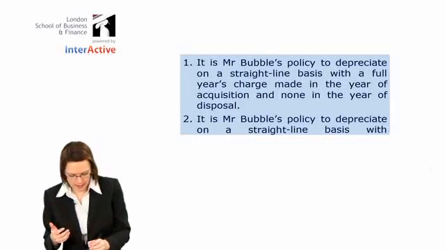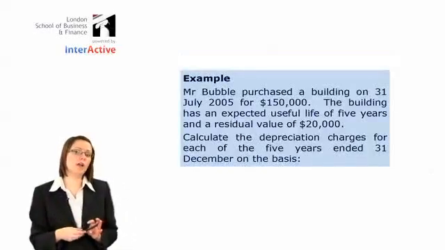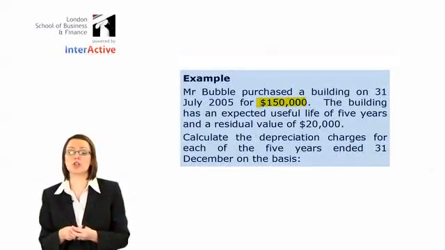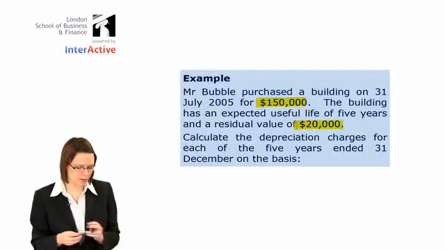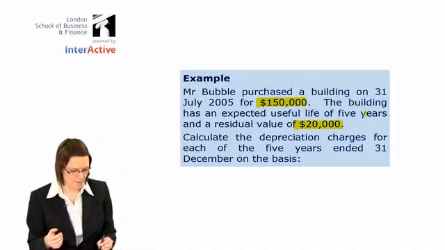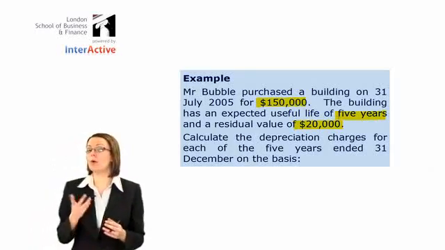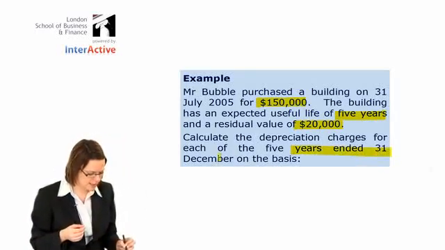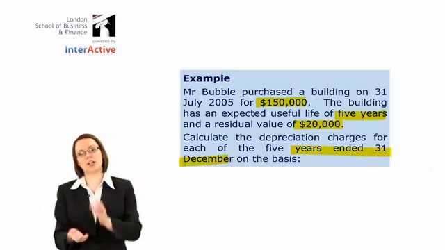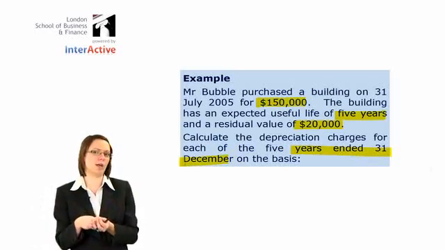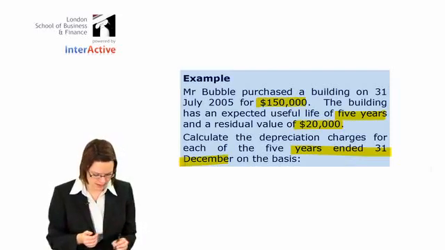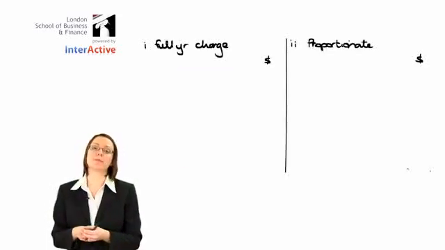So, thinking about this then, we know that we've got a building worth $150,000 cost. We know it has a residual value of $20,000, and we know it has a useful life of 5 years. And what we also know is the year ended the 31st of December. And we want to account for the depreciation for each of those 5 years of ownership of that asset. So using this data then, let's proceed to have a go at this question.